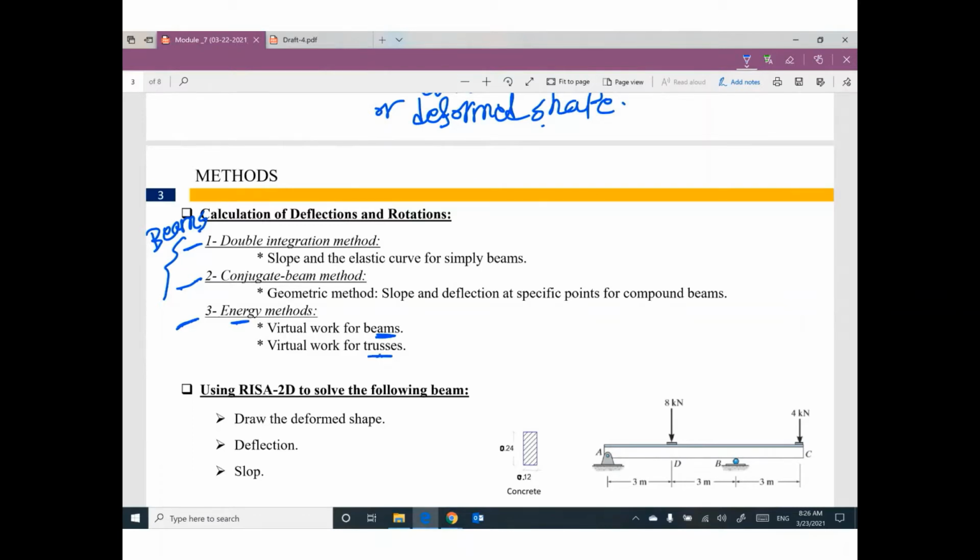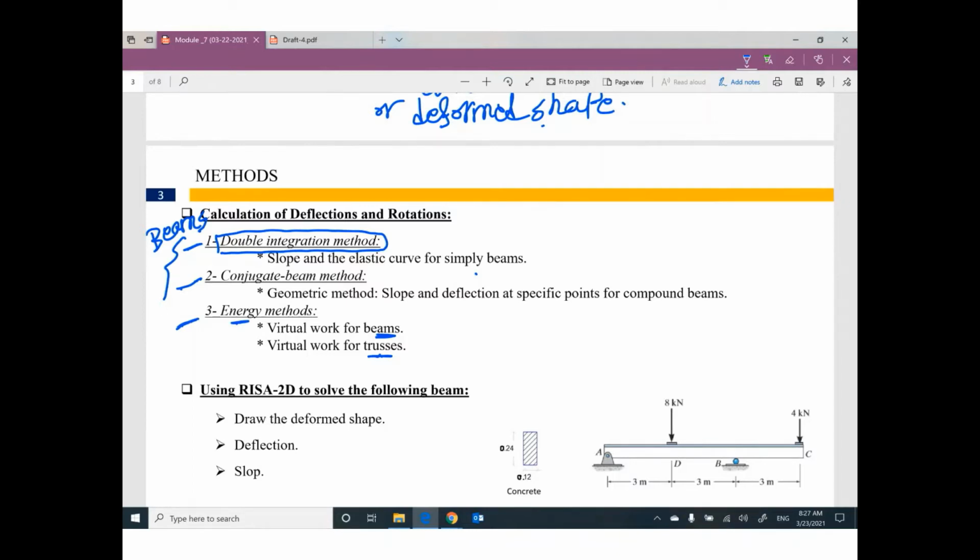So let's start with our new topic, the double integration method, to calculate slope and elastic curve for a very simple beam. But before doing this, I would like to show you something on RISA.